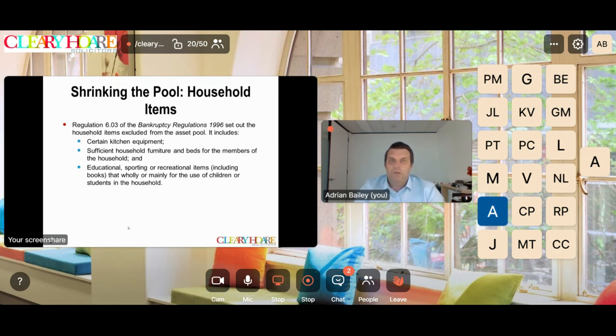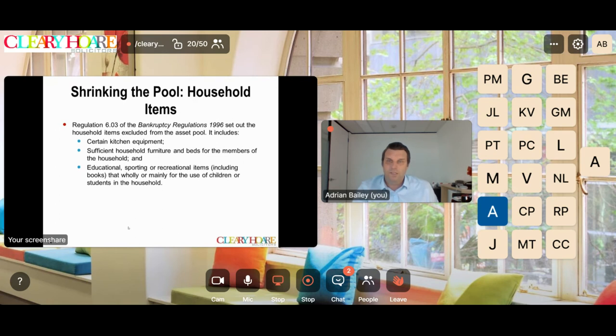Other things such as household items are contained in the regulations themselves, which list out a variety of things. So your normal, what you'd consider to be your normal household items. Where you could have issues there is where you have things of great value in your house. So perhaps you're an art lover and you've got lots of valuable paintings in the house. So those could be at risk. But normally speaking, your normal sort of household items are excluded from the trustee in bankruptcy.